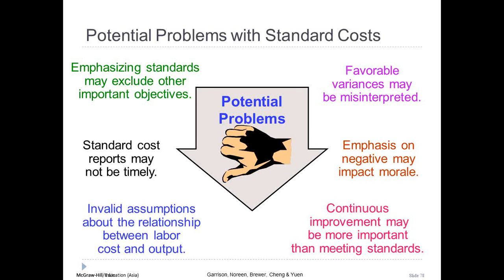In some cases, a favorable variance can be as bad or worse than an unfavorable variance. Excessive emphasis on meeting the standards may overshadow other important objectives such as maintaining and improving quality, on-time delivery, and customer satisfaction. Just meeting standards may not be sufficient. Continual improvement using techniques such as Six Sigma may be necessary to survive in a competitive environment.